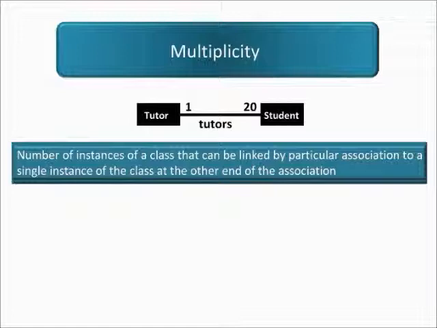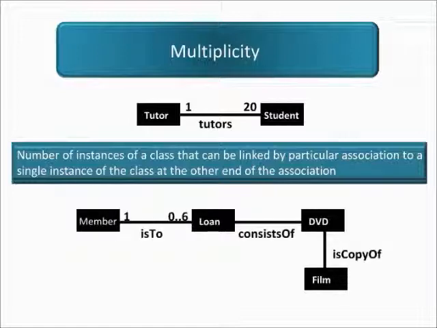When discussing the associations for the DVD library system, we noted that a requirements document frequently provides information about the number of links that are possible between objects of particular classes. For example, a member of the DVD library may, at any point in time, have any number of loans between 0 and 6. The class diagram for the DVD library system showing multiplicities for the is-to association is shown.